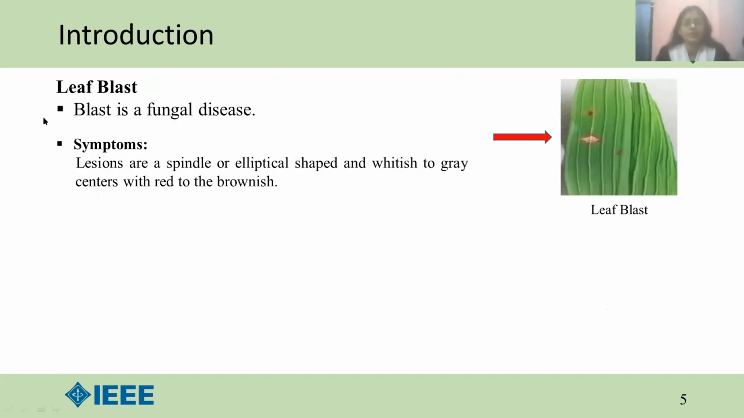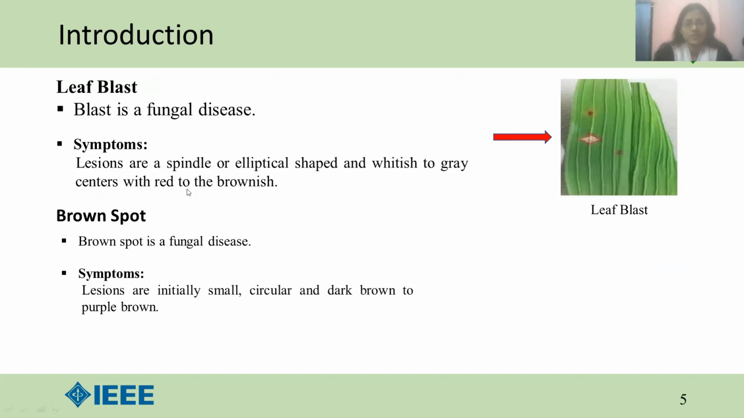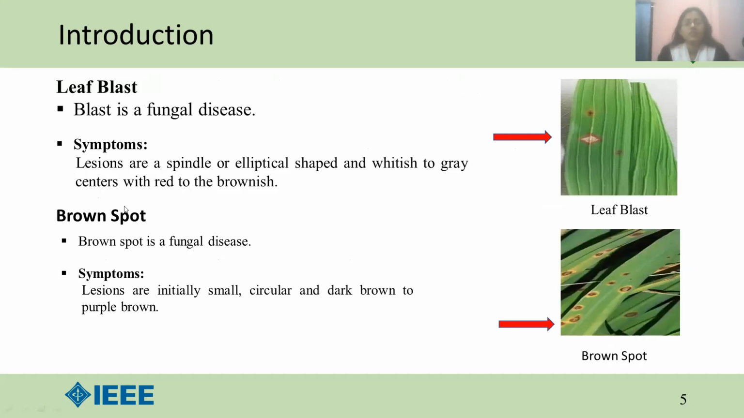Next, leaf blast. Blast is a fungal disease. Its symptoms are lesions that are spindle shaped or elliptical, with a whitish to gray center and a red to brownish border. Then brown spot. Brown spot is a fungal disease, and its symptoms are lesions that are usually small and circular, dark brown to purple brown.